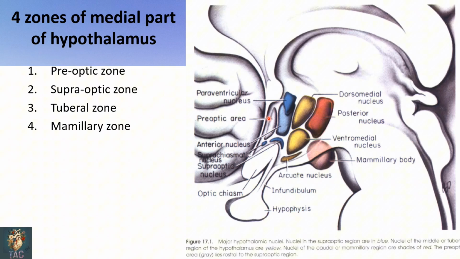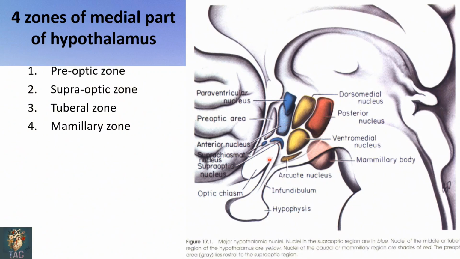This is the preoptic area or preoptic zone, in which the preoptic nucleus is present. Then you can see the next zone, which is just above the optic chiasma. This is the supraoptic zone, and this supraoptic zone contains the supraoptic nucleus, the suprachiasmatic nucleus, the anterior nucleus, and then the paraventricular nucleus. So these four nuclei are part of the second zone, which is called the supraoptic zone.